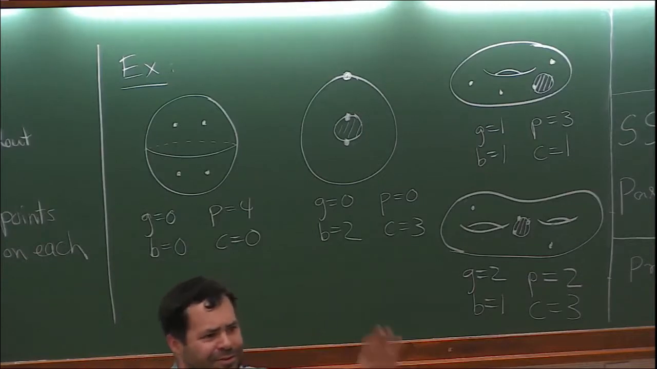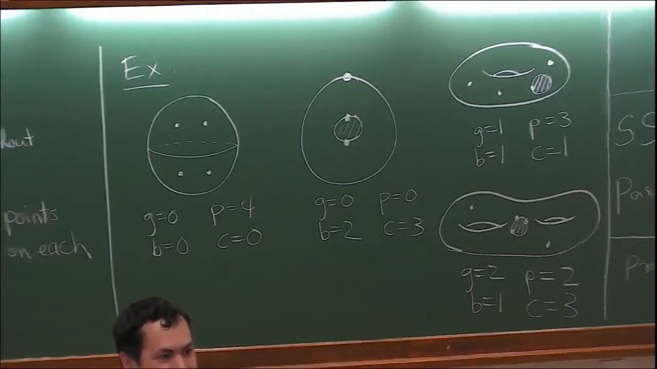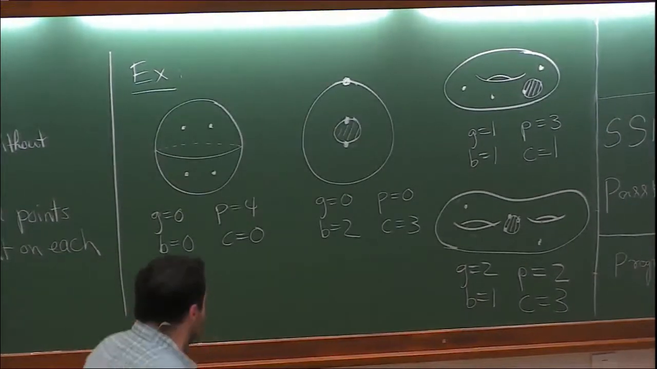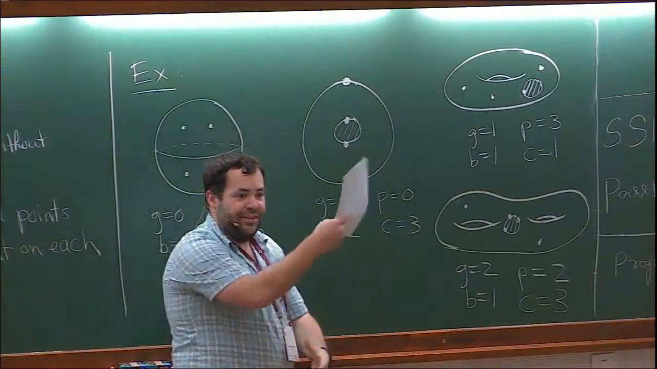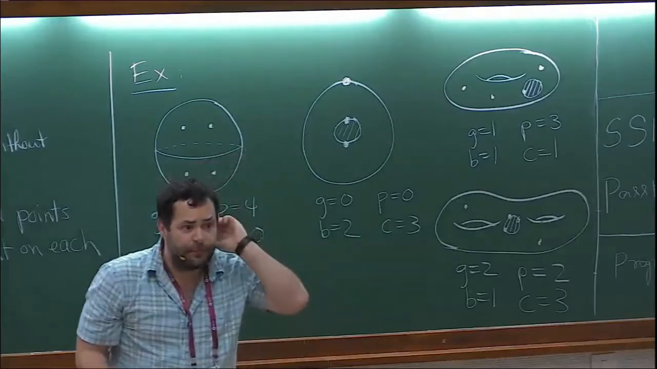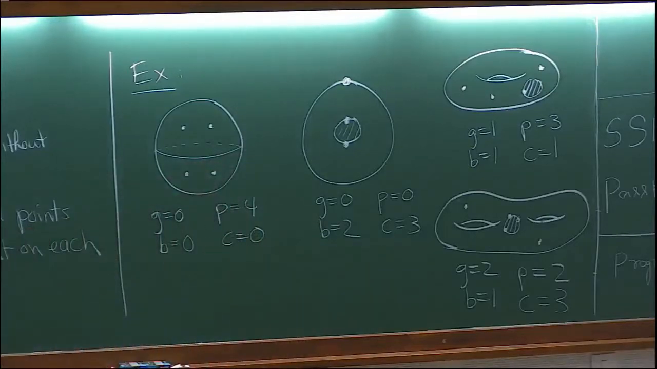I don't know. Yeah, it's an annulus. You asked what this is. It's an annulus, or like a cylinder. It has 2 boundary components. So it's a disk with a disk cut out of the middle. Any further questions?